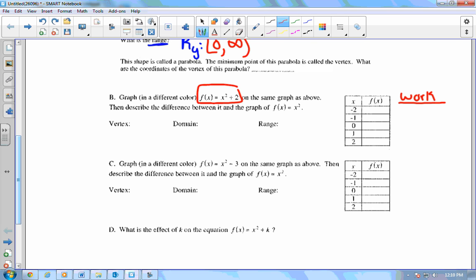Wherever there's an x, we put parentheses, because we're going to plug into it. So, parentheses squared plus 2. This was x squared plus 2. And we're going to insert our first x value, negative 2. Okay, so, please excuse my dear Aunt Sally.